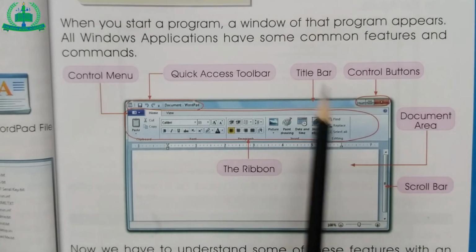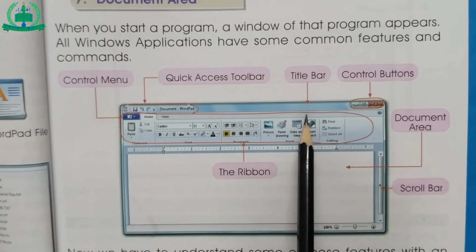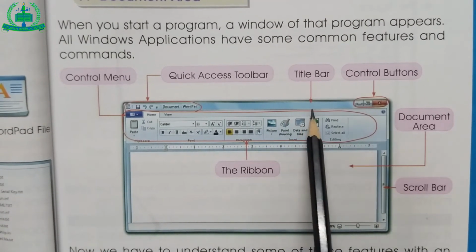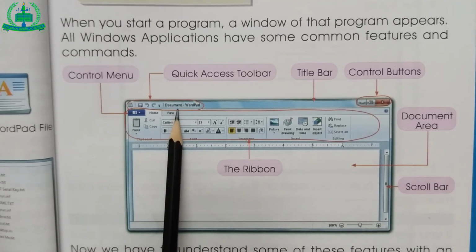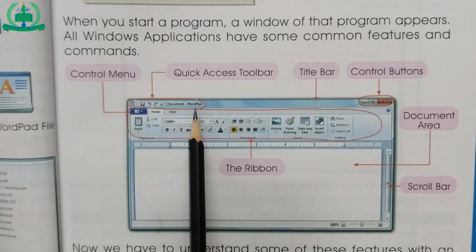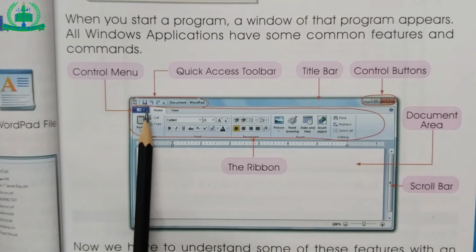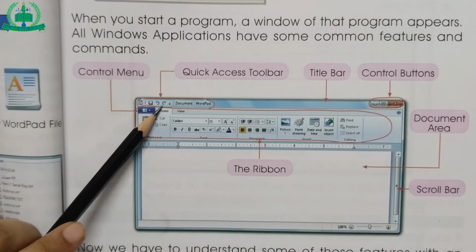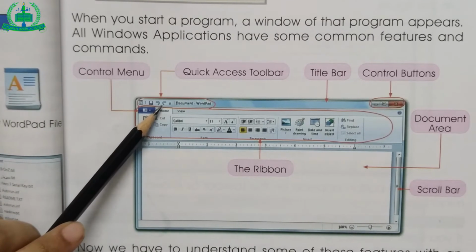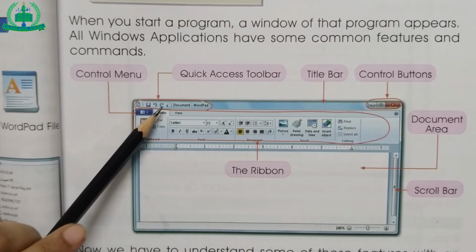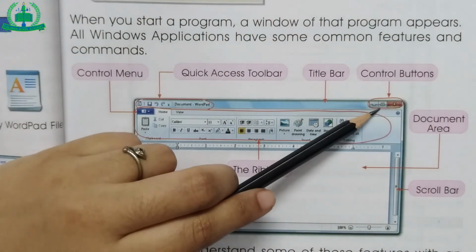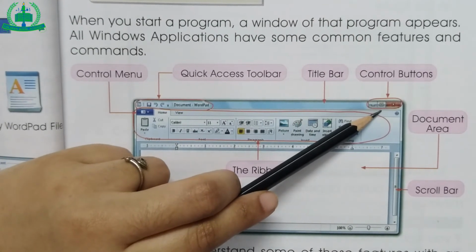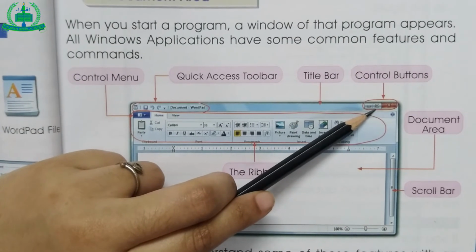Number 1, title bar. The title bar is located at the top of the window. On the left side of the bar is displayed the name of the program and the document you are currently working on. On the right hand side of this bar are 3 buttons called the control buttons.